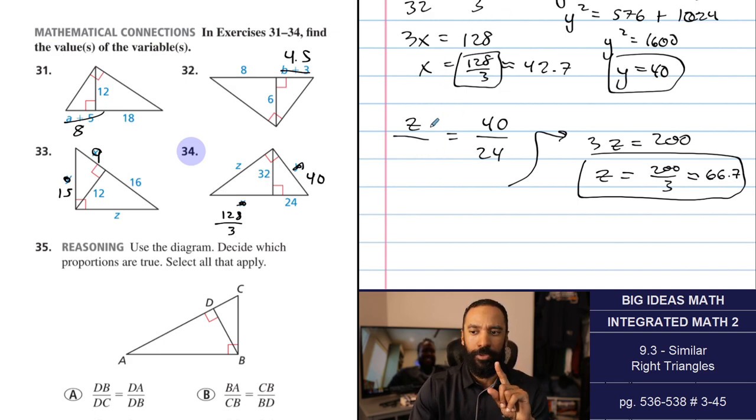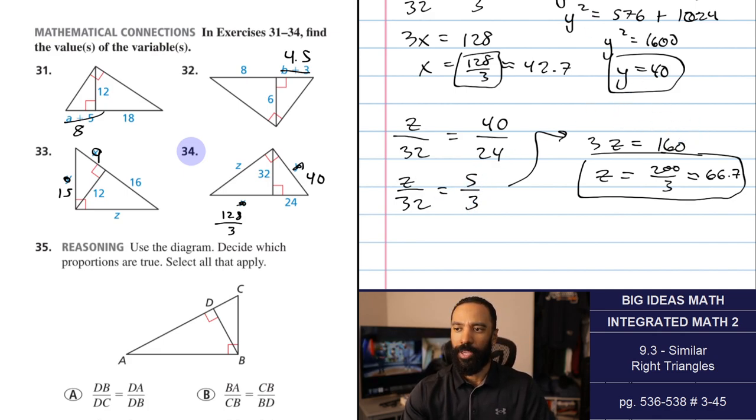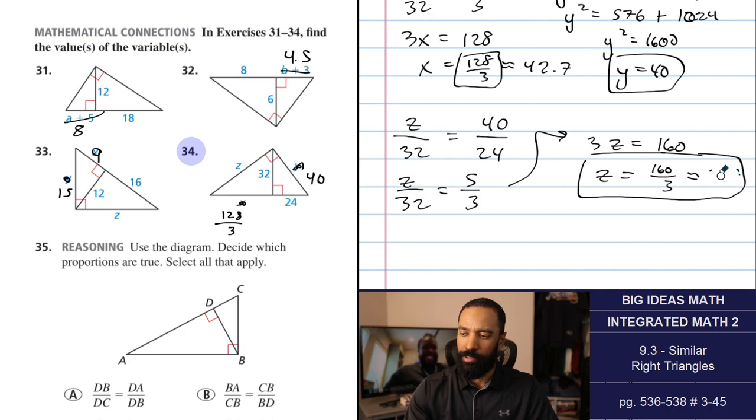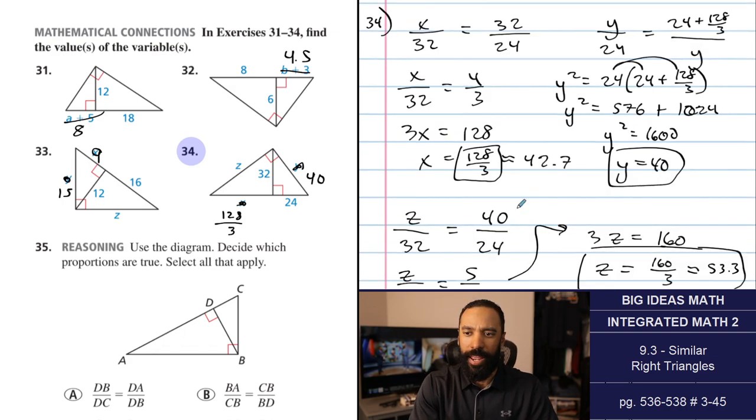The long leg of the big, I know the long leg of the small, 32. And then the short leg of the big, short leg of the small. Let's do that again. Not 200, but Z over 32 equals, sorry about that, 5/3. Cross multiply that, that's 160. So there we go. I think that should work out. 160 over 3, and that would be 53.3 repeating. So about 53.3. Okay. So those should pan out there. That's number 34.